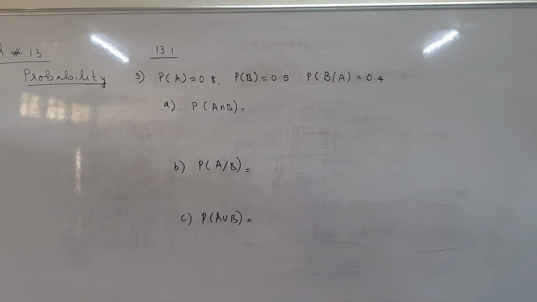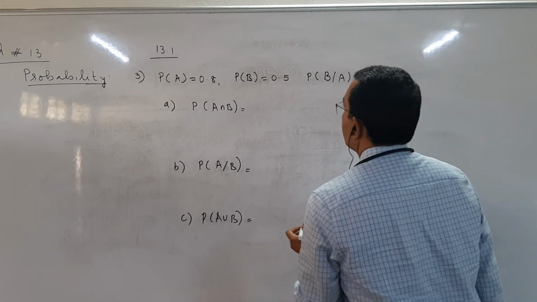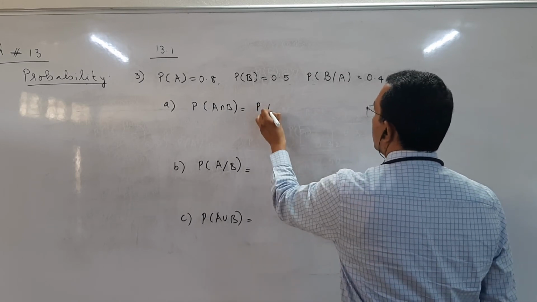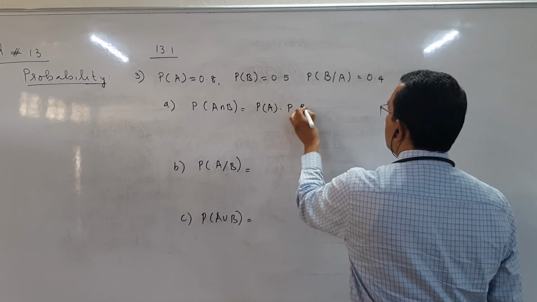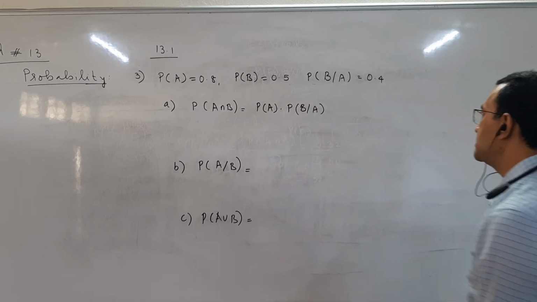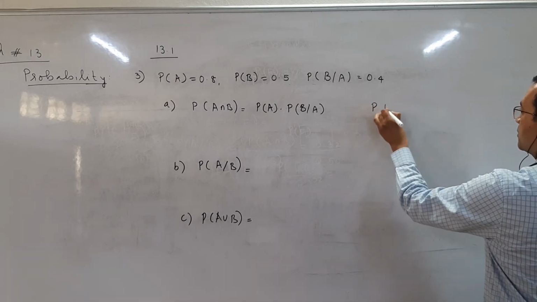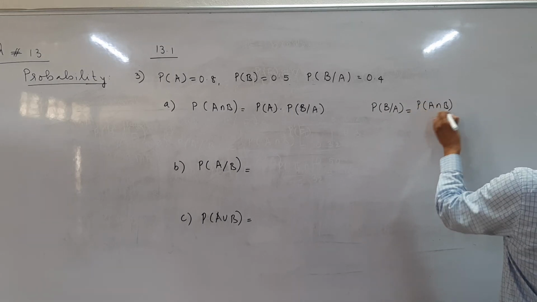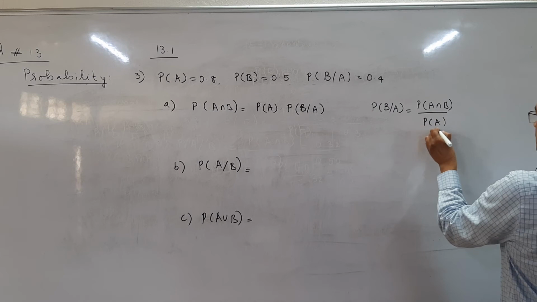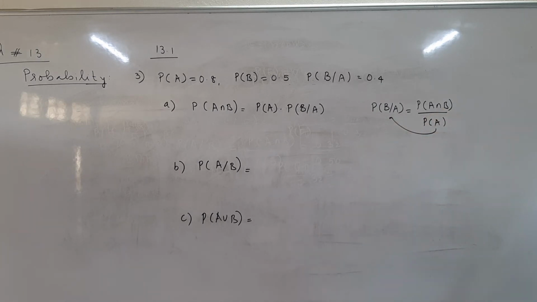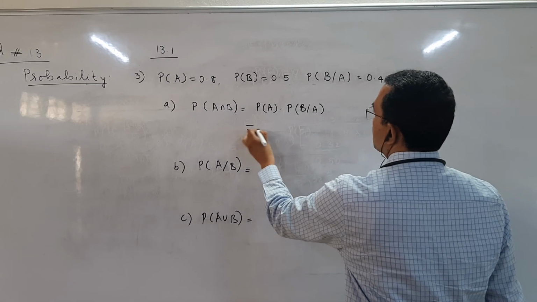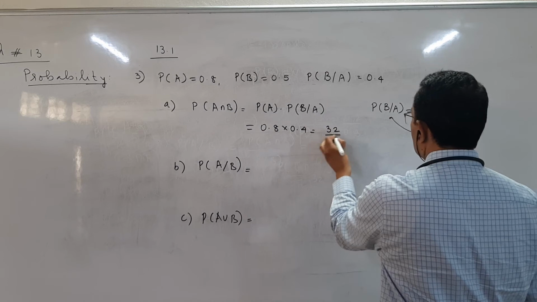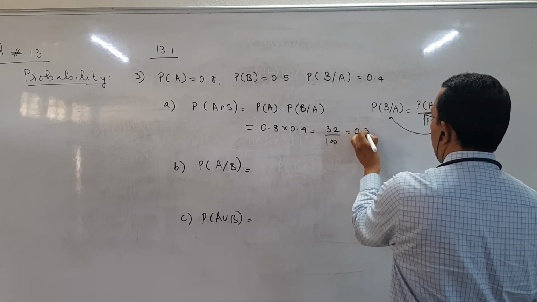Okay, now students, P of A intersection B can be written as P of A into P of B given A. Easily you can understand. Probability of B given A is nothing but P of A intersection B upon P of A. So if I cross multiply and make P of A intersection B as subject, I get this. So this is 0.8 into 0.4. So 32 by 100. So 0.32.